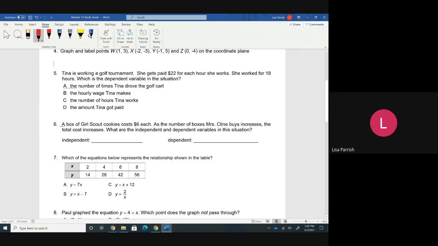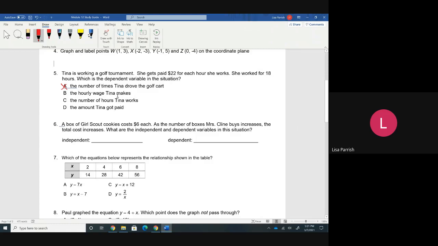It says Tina is working a golf tournament. She gets paid $22 for each hour she works. She worked for 18 hours. What is the dependent variable in this situation? So you have 4 choices. Choice A says the number of times Tina drove the golf cart. Does driving the golf cart have anything to do with her working? No. So we don't want that one.